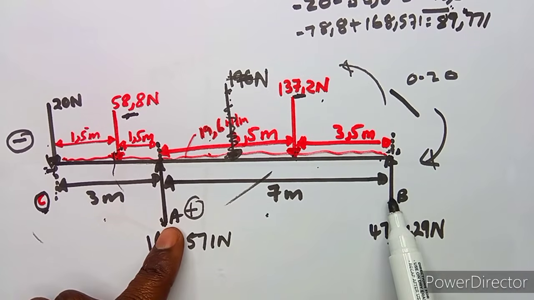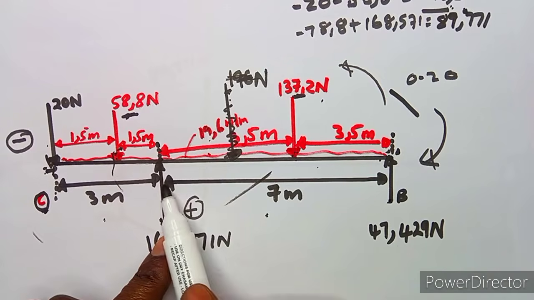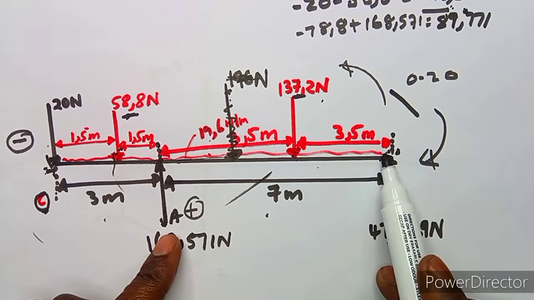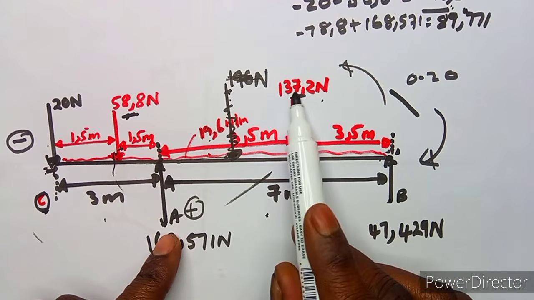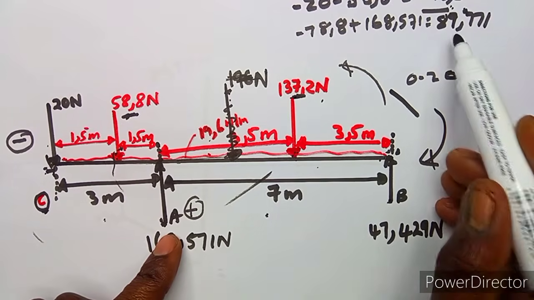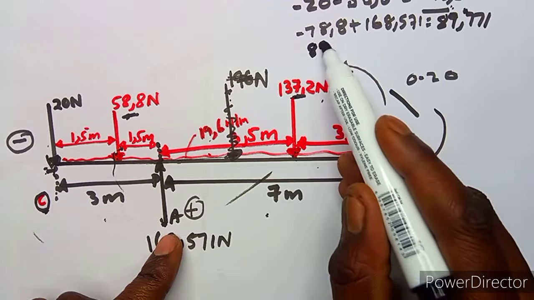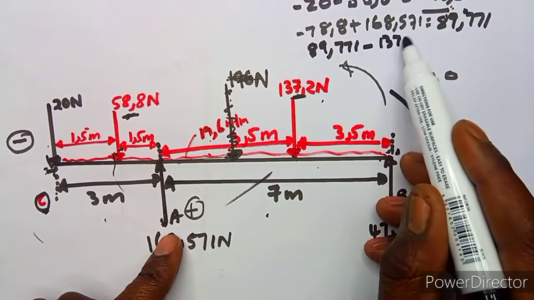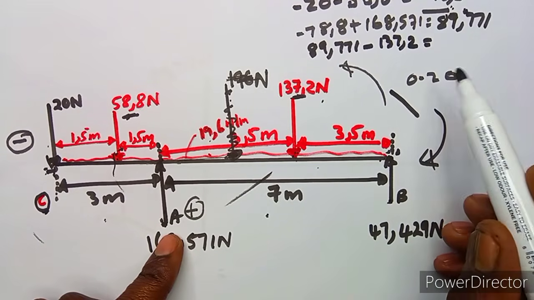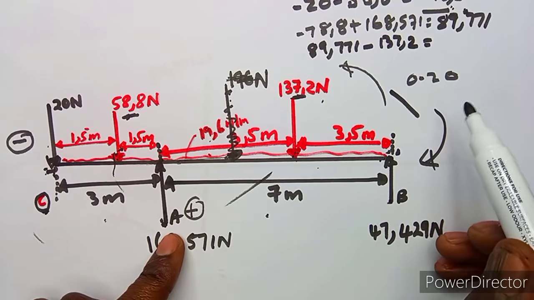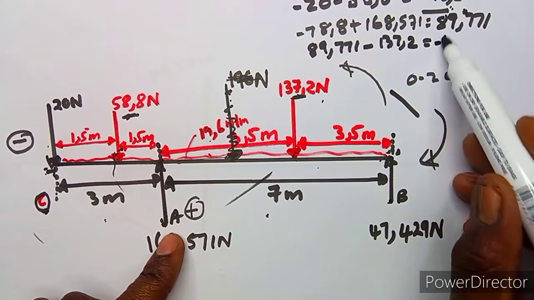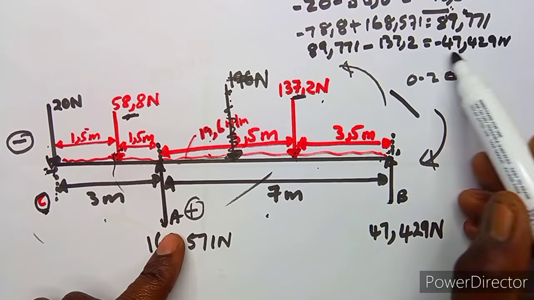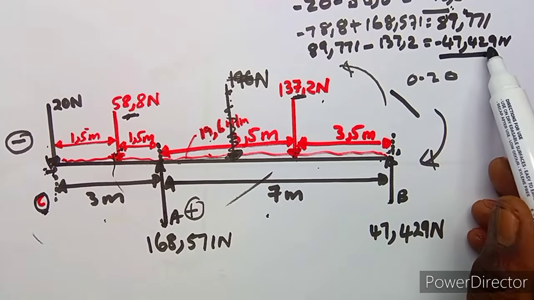Okay, so this is it. From A here up to B, this is what is happening. From A up to B, there is a distributed load all throughout. So we are going to subtract 137.2 for the distributed load from this number here, which is 89.771, because that is where we are now, minus 137.2. So this is going to end up reaching minus 47.429 newton. That is where it is going to be, and this is a distributed load.